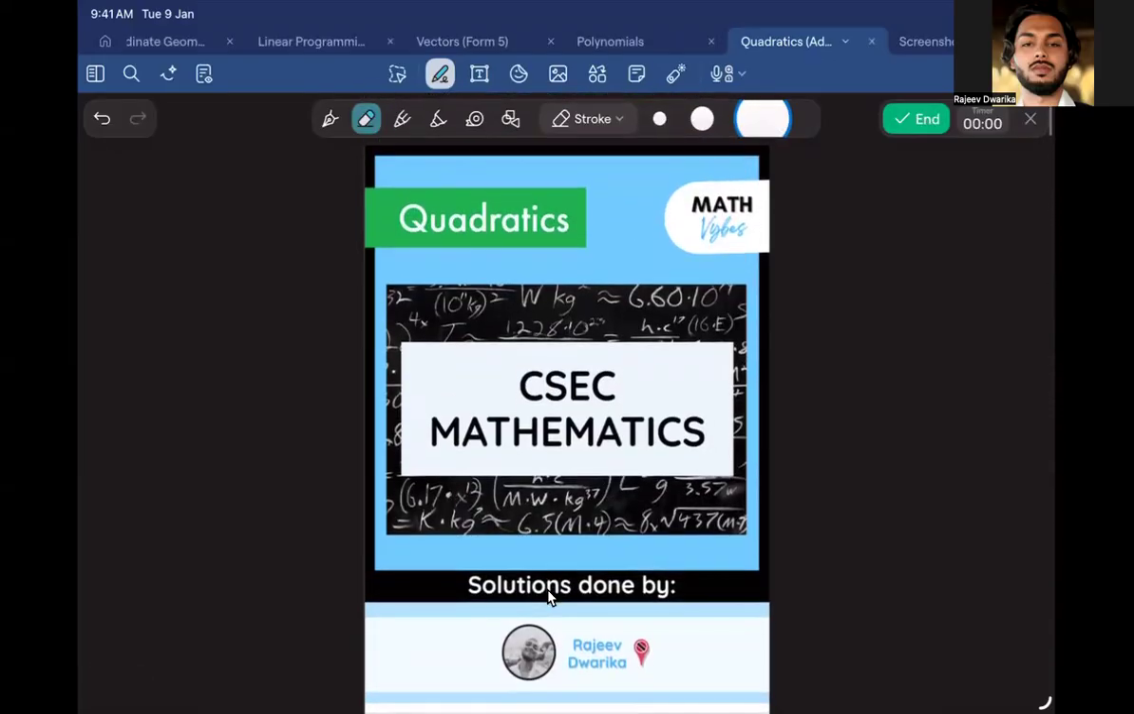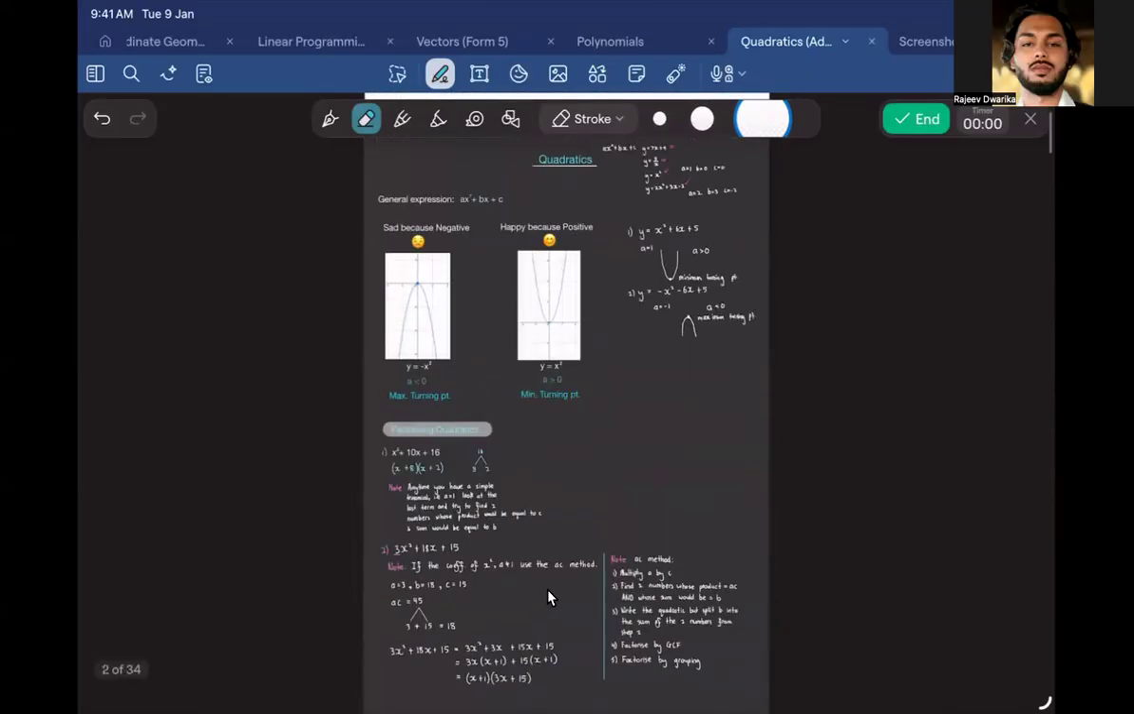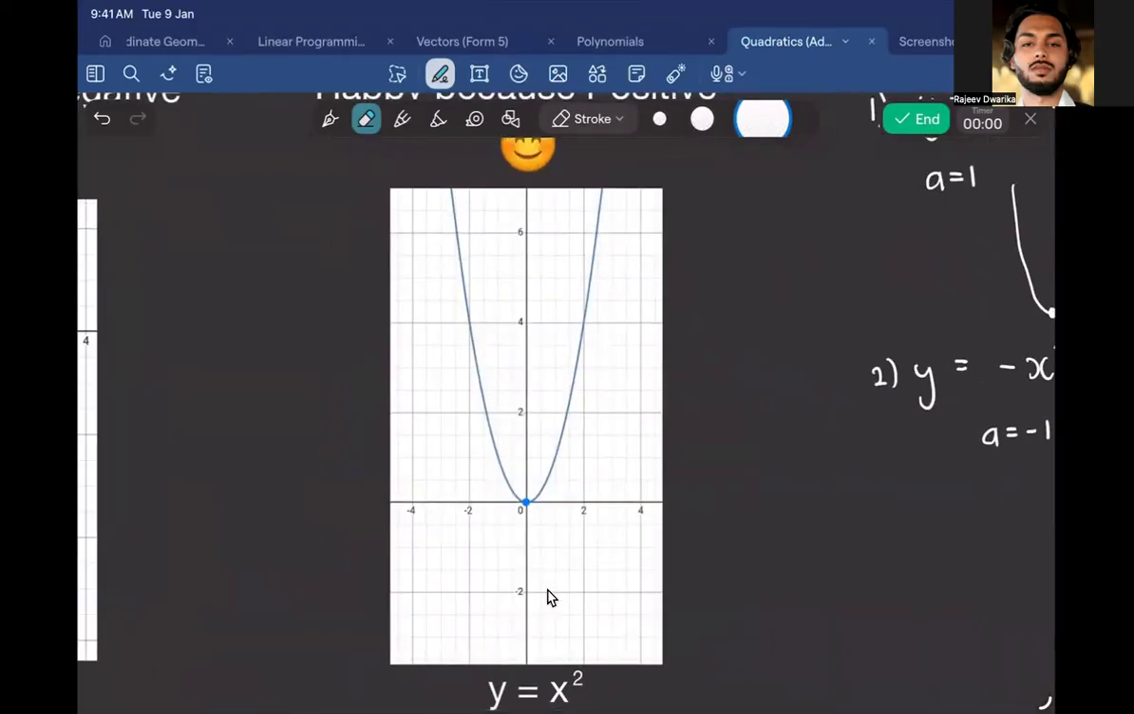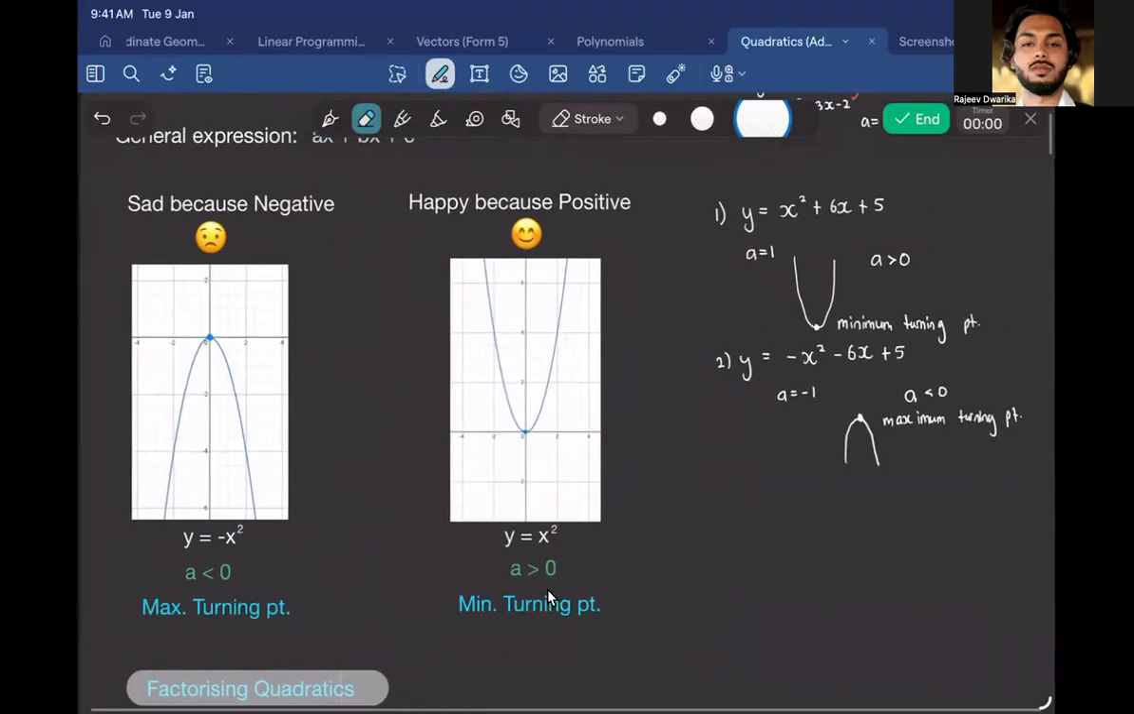Are you not feeling confident with everything we did? I feel like I'm at a minimum turning point. Oh, that's a good thing. Shayna, are you still feeling like a maximum turning point? Yes, because I have to go study after this. I have a long night ahead of me.